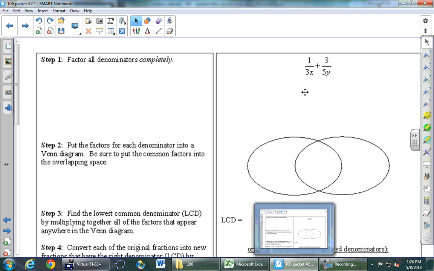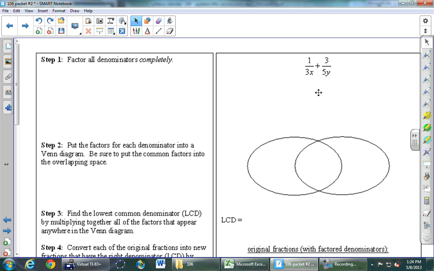Okay, so let's try this one here. 1 over 3x plus 3 over 5y. So we're going to follow that same very detailed process several times today, so you'll get the hang of it. Don't worry about, oh my God, I have to memorize these 7 or 8 steps. It'll become easier with practice. But the first step is written over here. It says factor denominators completely.